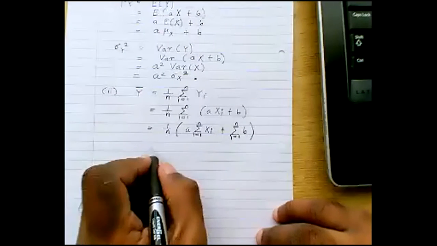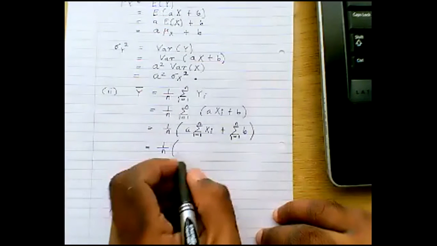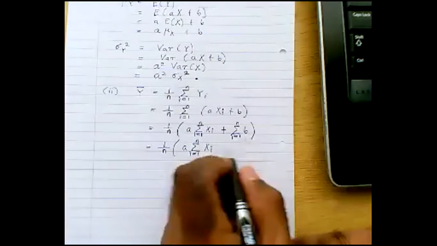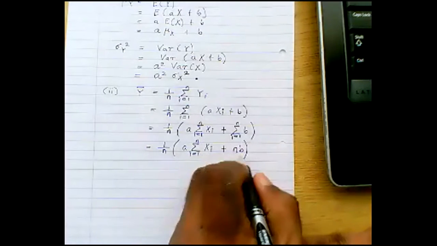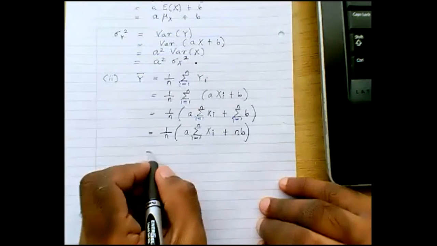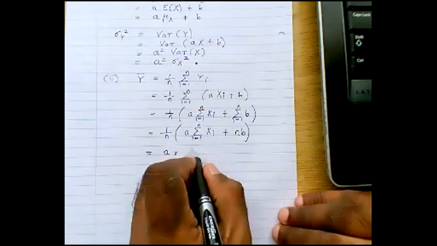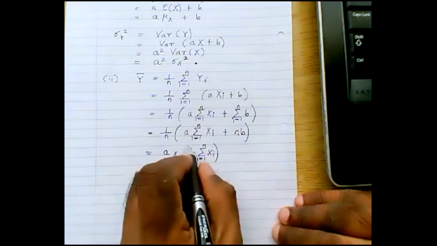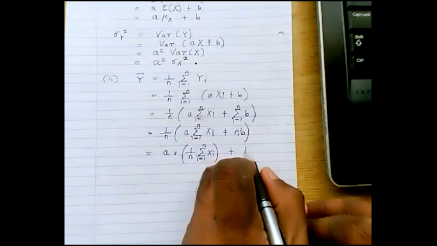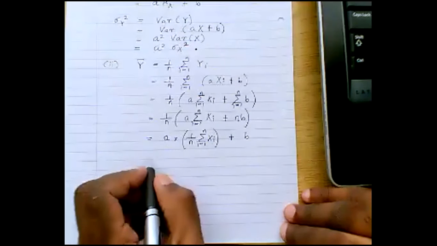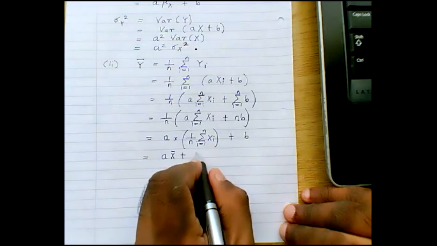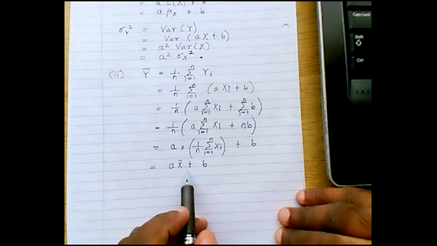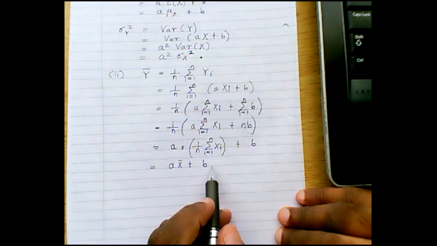Now the sum of b is a constant, so the sum of b is n times b, right? All right, now if you divide by n, you get a multiplied by 1 over n times the sum of xi. If you divide this by n, you get b, right? Now what you have here is the sample mean of the x's. So what you have is a times x bar plus the constant b, right? So what I have expressed is the sample mean of y's in terms of the sample mean of x, right? So y bar is a times the sample mean of x plus the constant b.